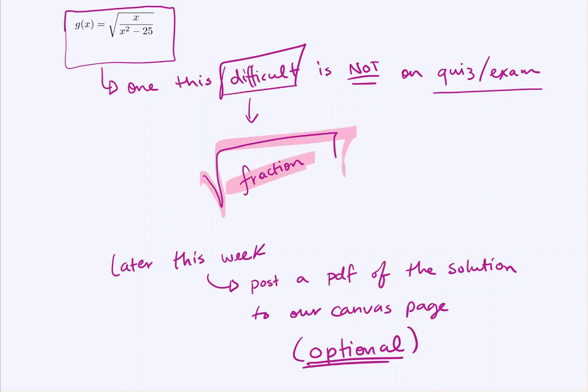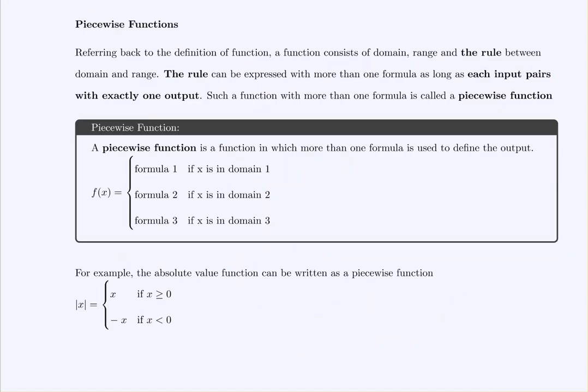a square root. Now, if this is confusing to you, please reach out to me via email or a Canvas message and let me know, and I'll be happy to clarify for it. And if you're interested in studying just for your own knowledge, you can look at the PDF that will be posted later this week to our Canvas page. Now, in part 2 of this video, we're going to start talking about piecewise functions. So continue on to part 2 of this video now.